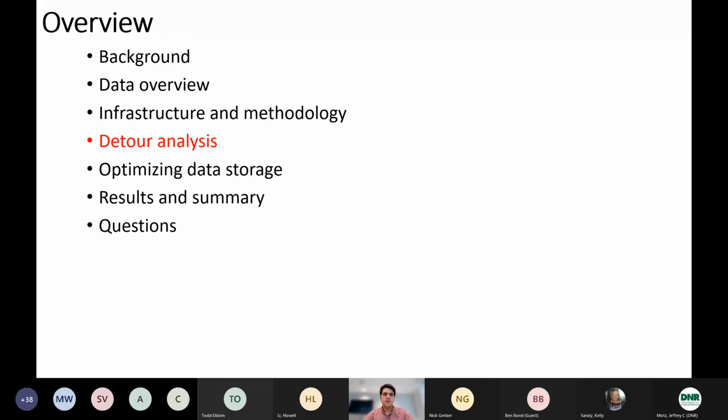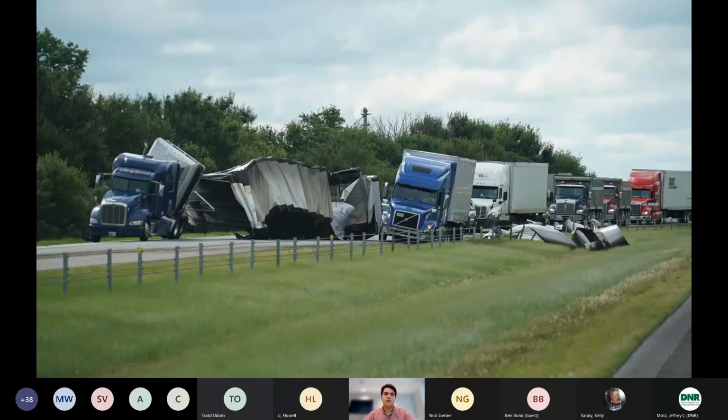One of the main use cases for us is detour analysis. This is a recent crash on I-65 North, where this blue semi on the left of the image was carrying two 35,000-pound steel coils, which is over the limit. They hadn't strapped these coils down, and they came loose during transit and caused a crash.